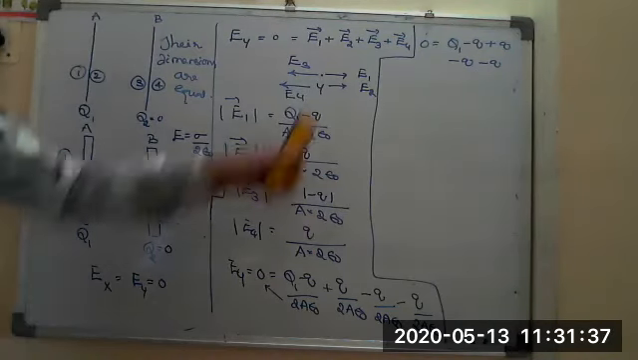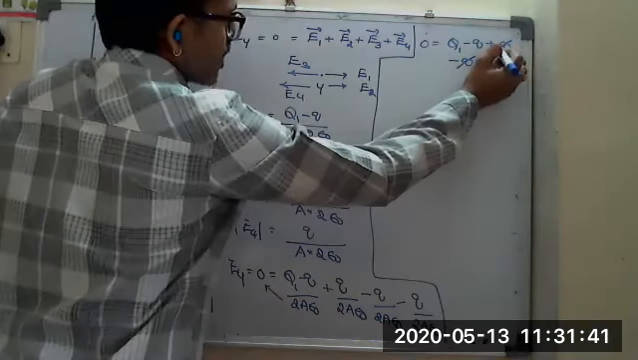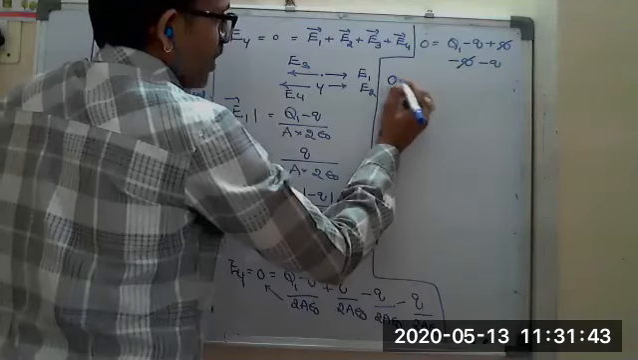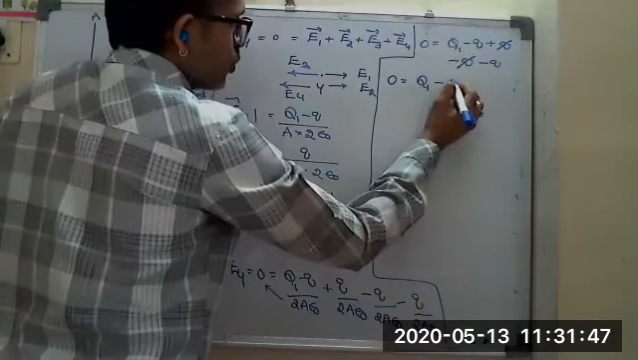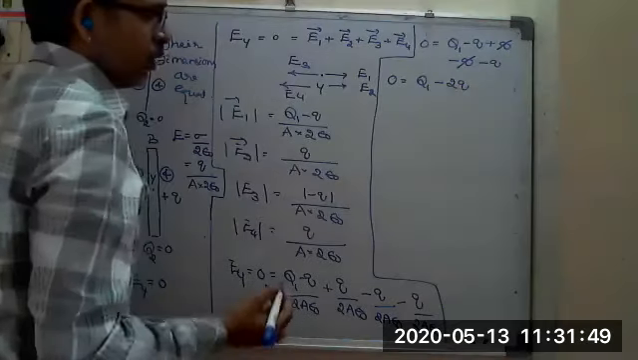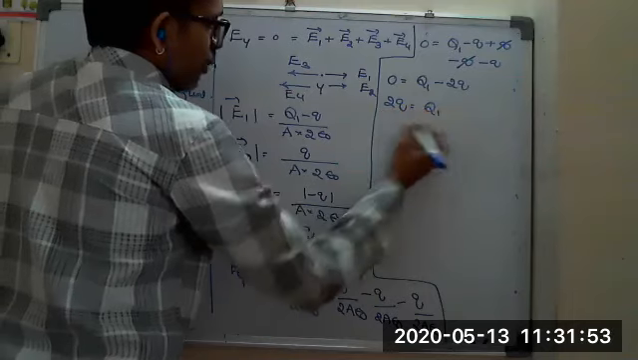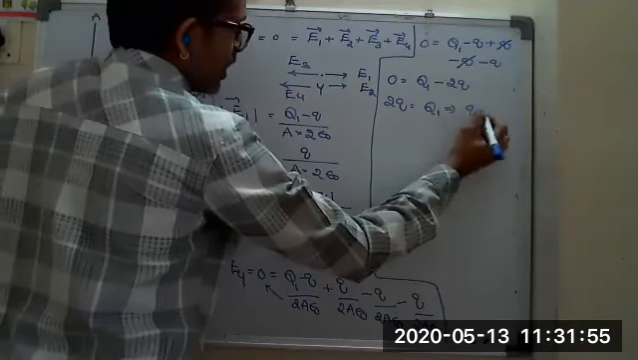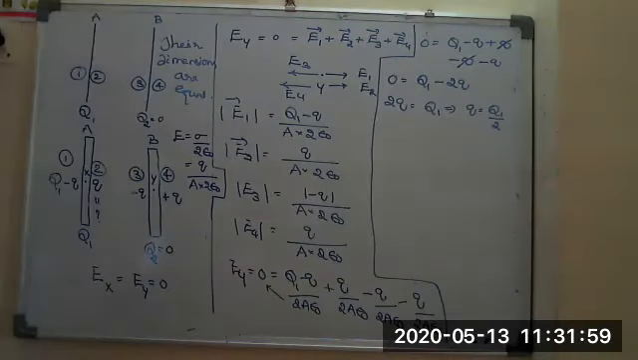So altogether what you are getting, this minus Q and plus Q get cancelled. I am getting 0 equals Q1 minus 2Q. So that implies 2Q equals Q1. Therefore, Q equals Q1 by 2. So it is Q1 by 2.